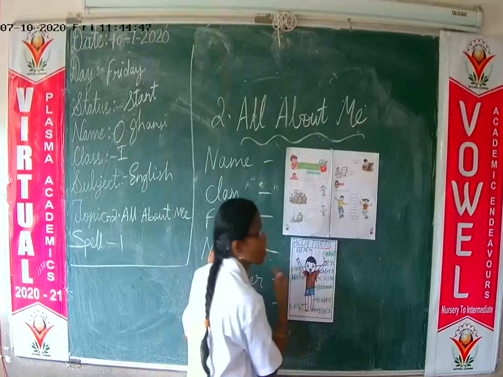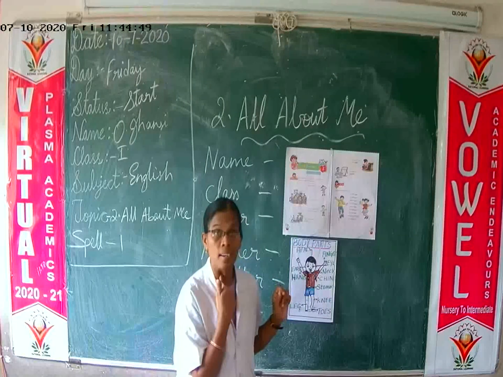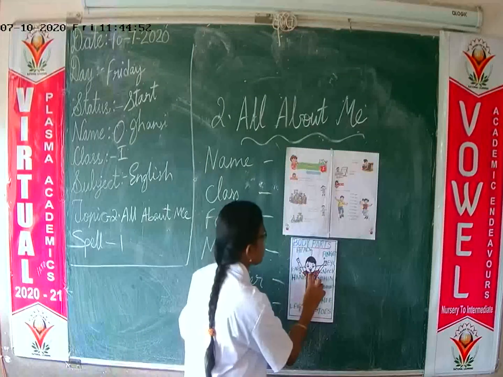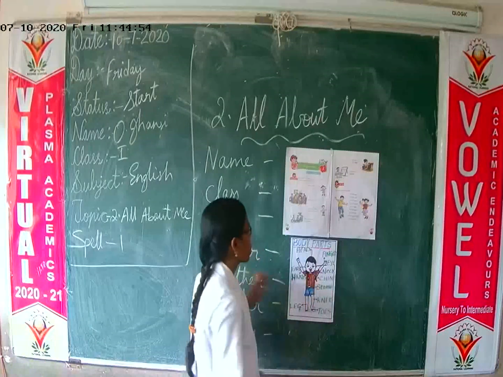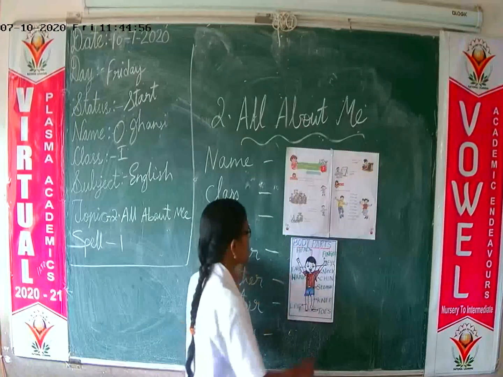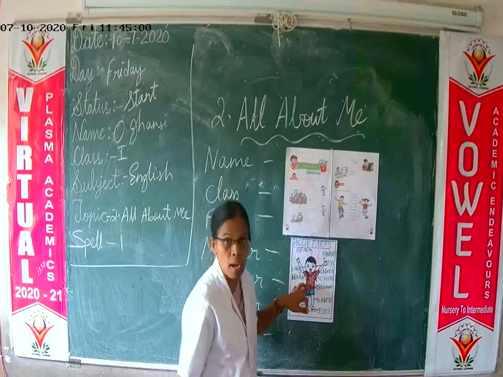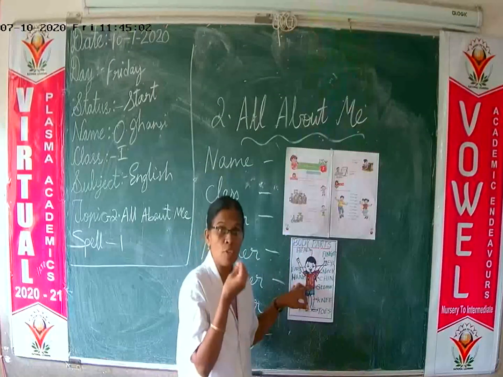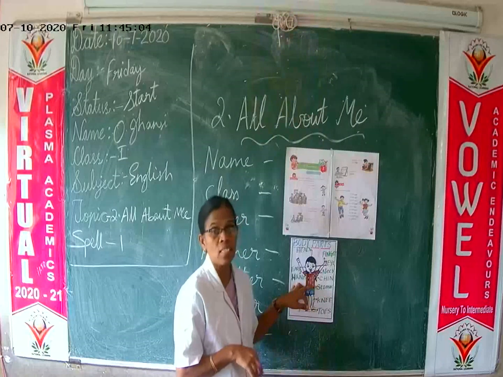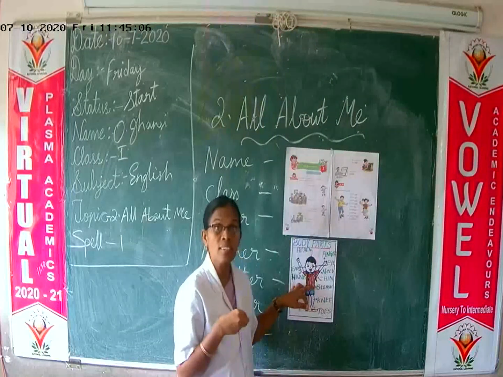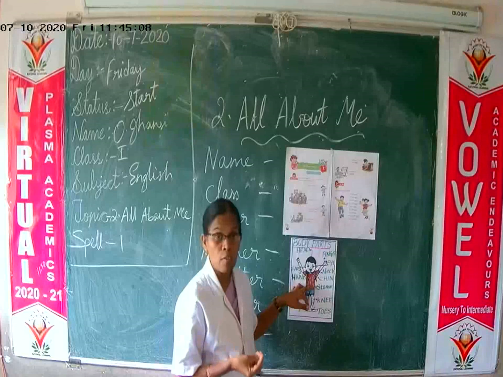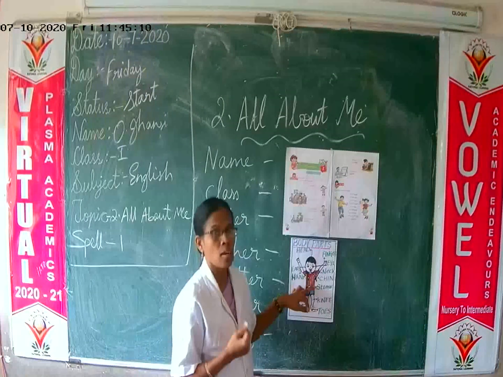So, this is our neck. Where is our neck? Here. Yes, this is our neck. Then, what is this, children? Stomach. When we eat our food, it goes into the stomach. Yes, we store our food in the stomach.